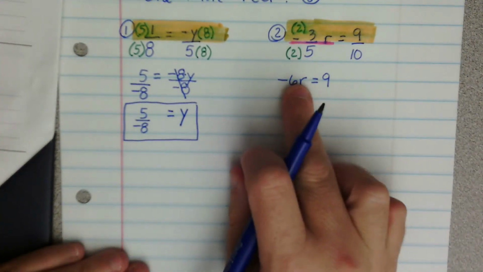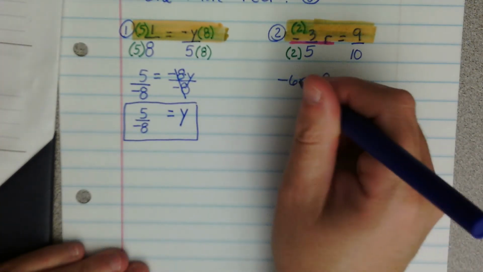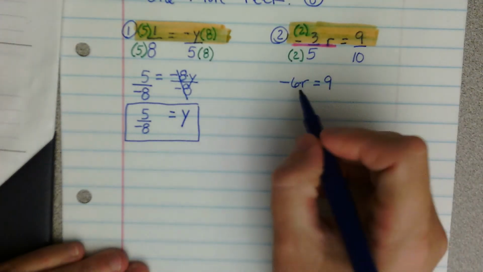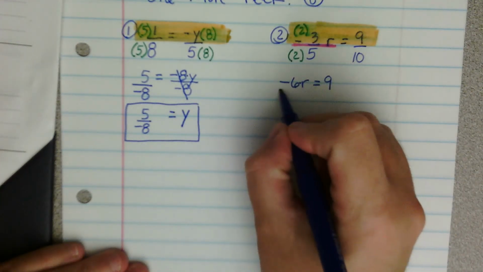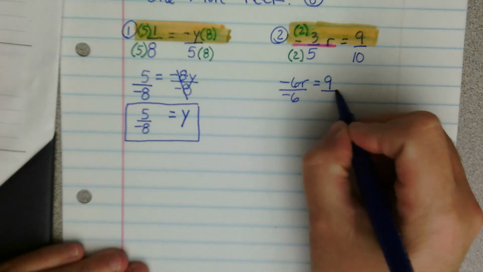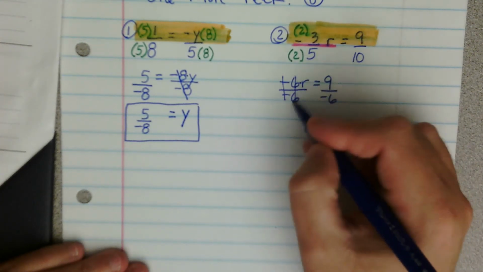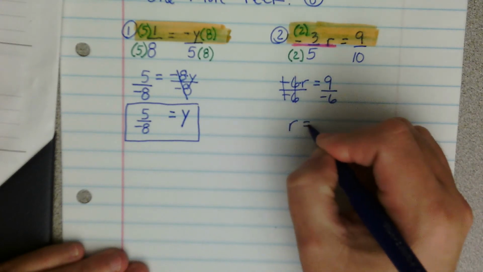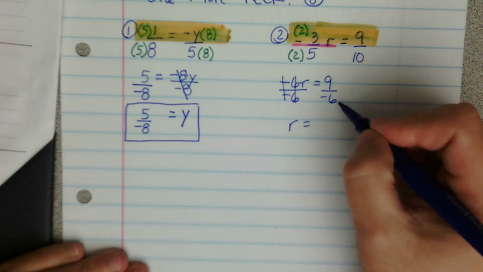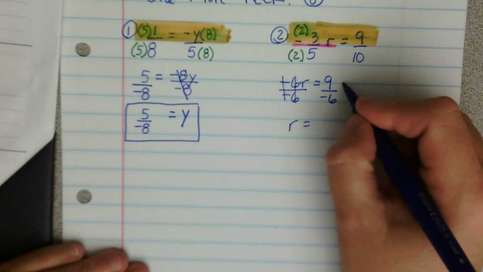And then what we need to do, this is a multiplicative inverse. This is negative 6 times r. We need to get rid of that multiply by division. Divide both sides by negative 6. Negative over negative is positive. 6 divided by 6 is 1. So that gives me r equals, and I can divide top and bottom by 3.